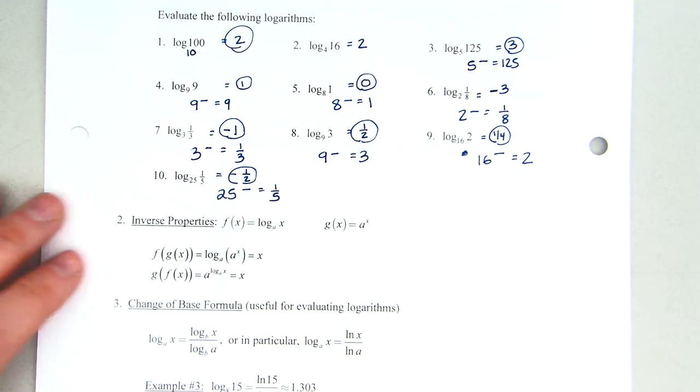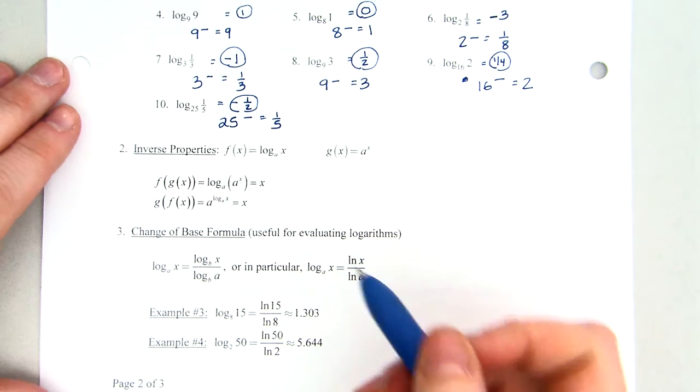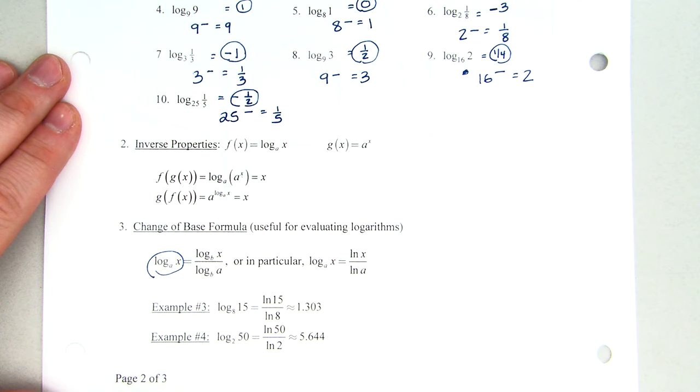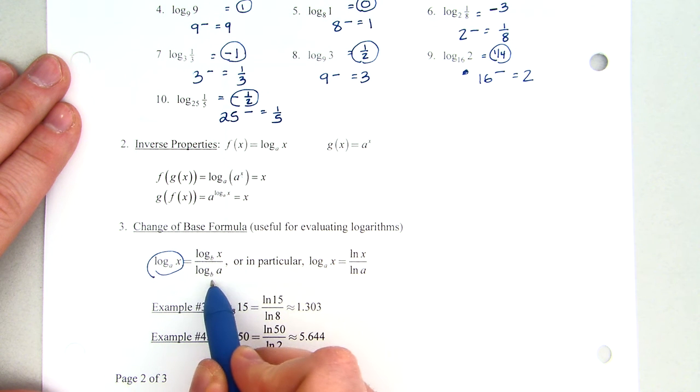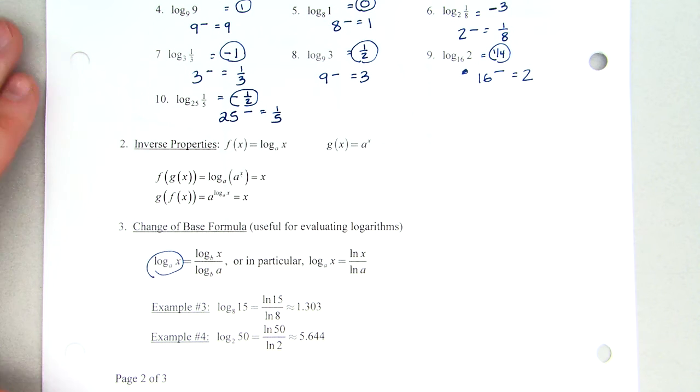Next, we have this thing called the change of base formula. Most calculators don't have an easy way of finding something like log base 8. They have a log button, which really means log base 10, and an ln button, which means log base e. But for other types of logs, we can use this change of base formula that says if I want to do log base a of x, I can evaluate this in terms of any other type of log. I can say this is log base b of x divided by log base b of a.